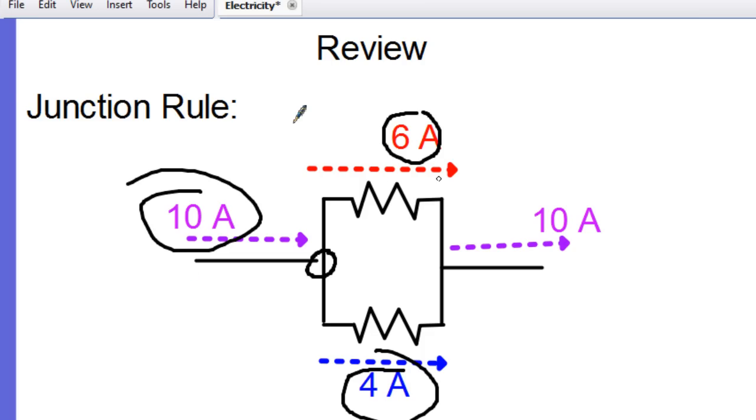Alright, then the 6 amps comes this way and hits a junction. The 4 amps comes this way and hits a junction. They then recombine together, making 10 amps. Total of 10 amps before and after each junction. That is what the junction rule states.